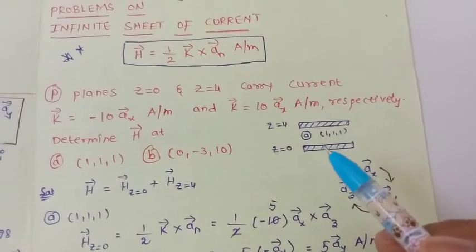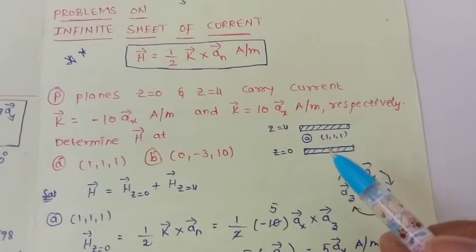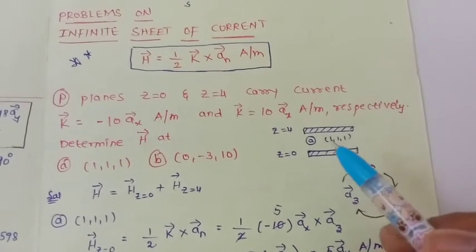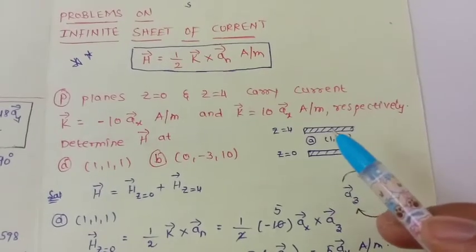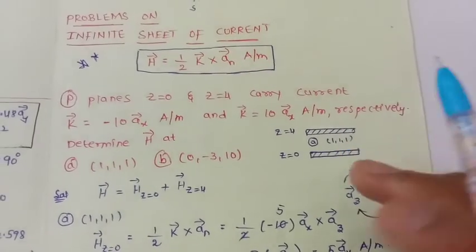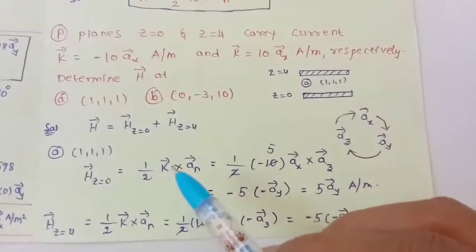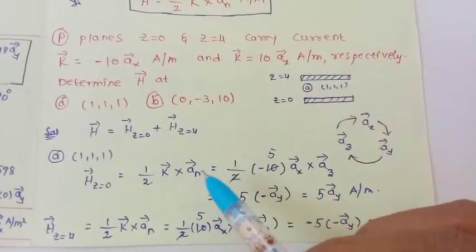It is above the z equals 0 plane, so it is positive; here it is negative. Therefore, for the upward side I will make it positive, and for this plane, which is downwards, it is negative. See here, h at z equals 0, 1 by 2. The formula is k bar cross unit vector normal to the plane.